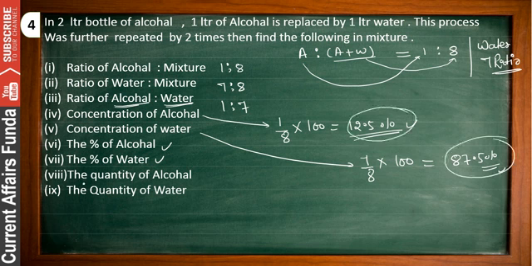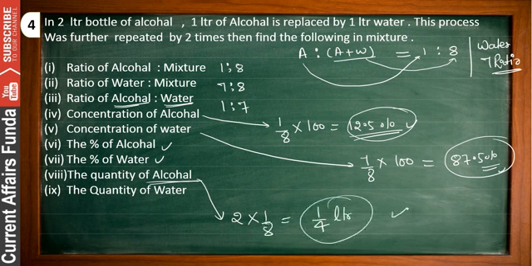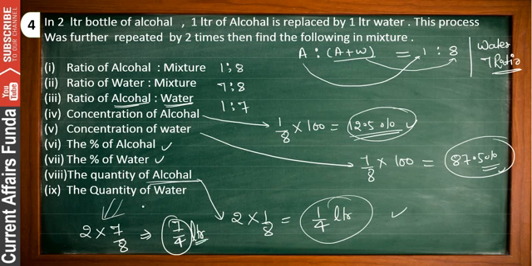Okay. And right now, the quantity of alcohol. What is the quantity of alcohol here? Total quantity is given, that is 2 liters, that is the mixture here, and we will multiply the ratio of alcohol. Alcohol is in 1:8, so we will multiply with 1/8. So now it becomes 1/4 liter. This is the quantity of alcohol. And right now friends, what is water here? Total quantity is 2, and water is 7/8. Now it becomes 7/4 liter. This is the quantity of water here.